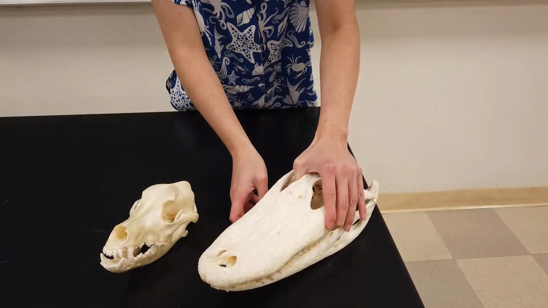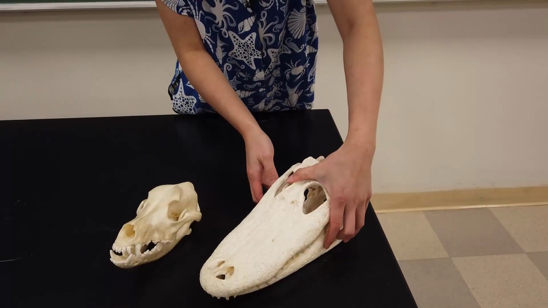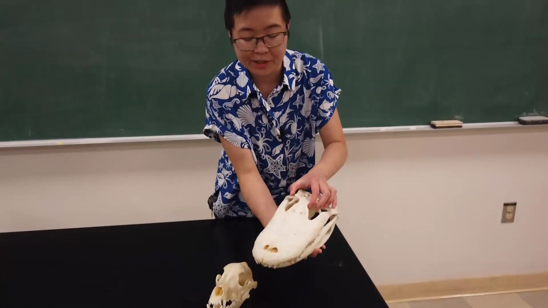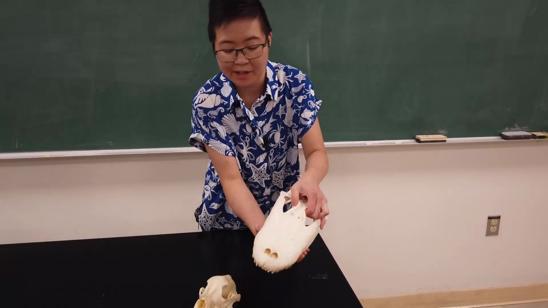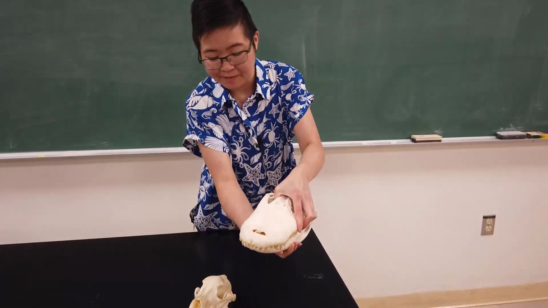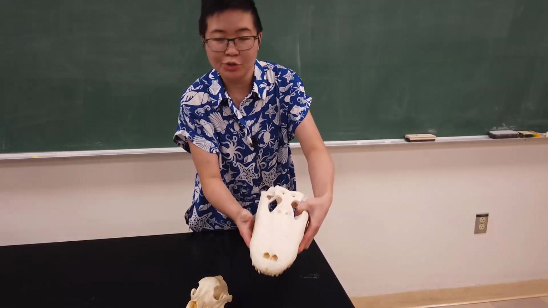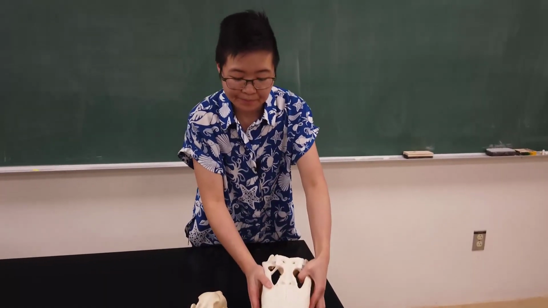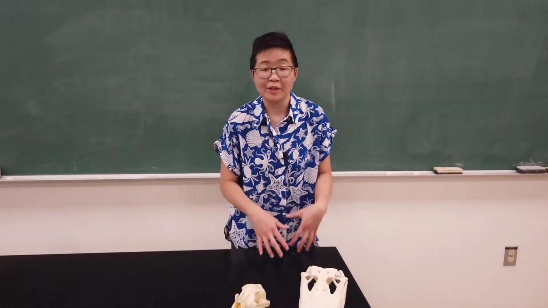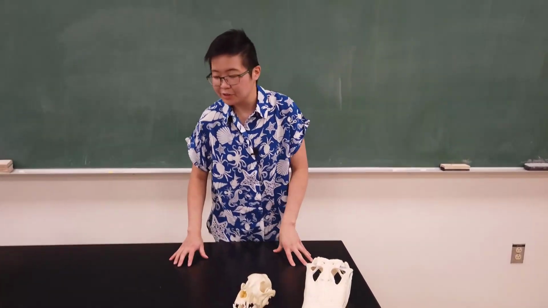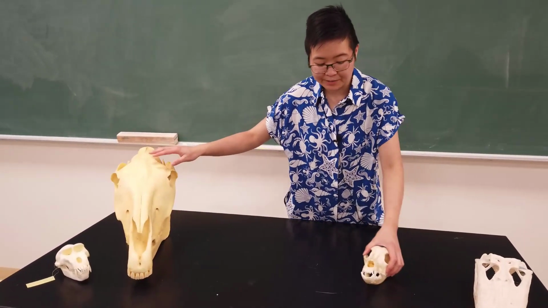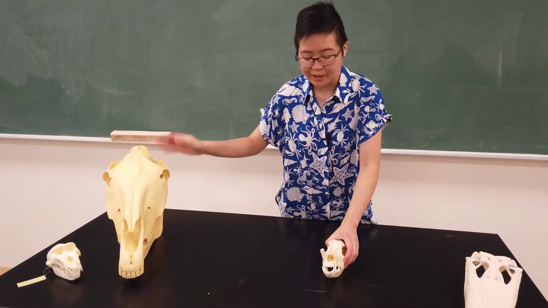And animals with homodont dentition don't really chew or do a lot of specialized feeding with their teeth. These teeth are meant to grab onto prey, and then usually they're swallowed whole. And that's very different from animals with heterodont dentition. So we've got quite a variety of skulls here for our heterodonts, or animals with heterodont dentition.